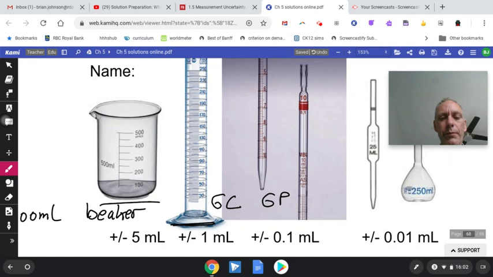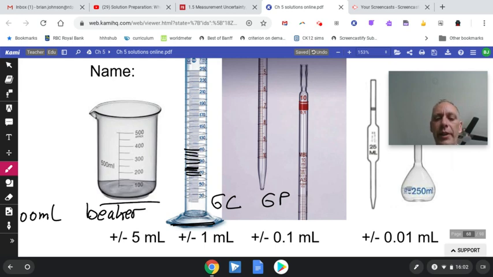Graduated is plural for graduations. Graduation means a level or a mark. Our grade 12s will reach a level or a mark of completing high school, so they will have graduated. So these all have graduations or lines or levels on them. It allows us to measure multiple volumes.